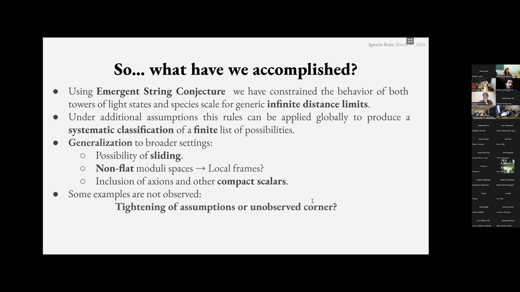As for the non-observed examples, I urge the audience to look into them and tell me if they have any ideas about where they could come from, or maybe just that the assumptions that we took need to be tightened so that we do not get these strange figures.